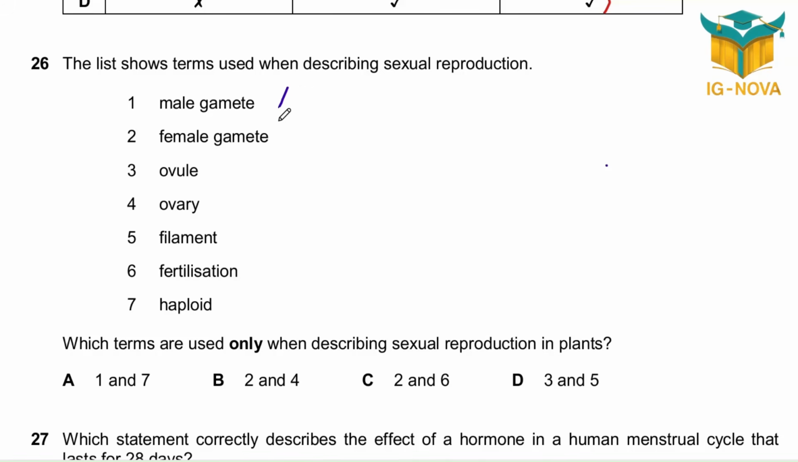Male gamete, no, I use it. I call sperm as male gamete. Female gamete also I use in human. Ovule, yes. We do not have anything like ovule in human reproductive system. So ovule only here will be used in flower. So check 3. So option D.